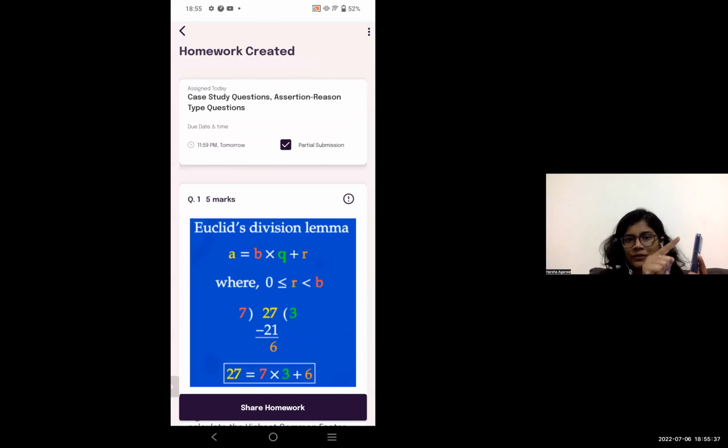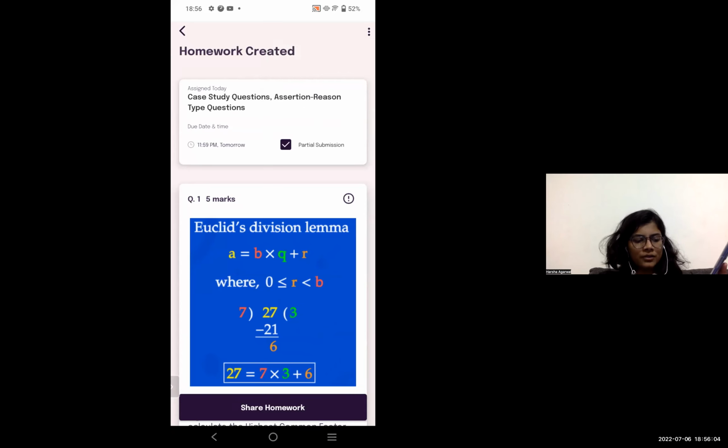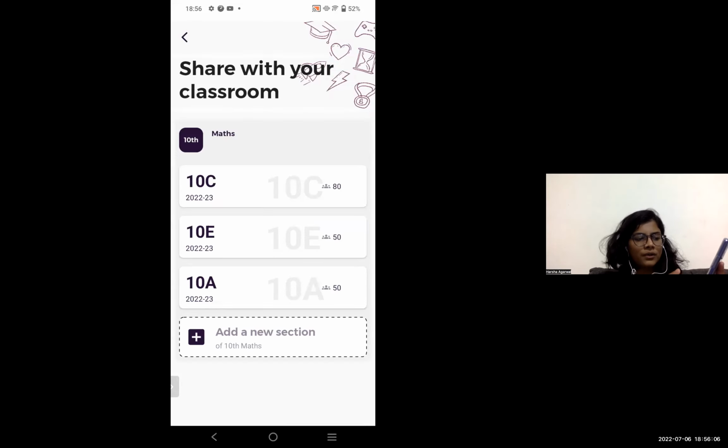Okay. Now, can you see the three dots on the top of my screen? Using the three dots, you can see the option for generate PDF. You can click on generate PDF and the PDF of this entire questionnaire will be generated. You can generate the answer key as well, and you can download this homework as a Word file as well. Now after that, you click on share homework. When you click on share homework, since I've created for standard 10 mathematics, I have three sections here, A, B, and C.